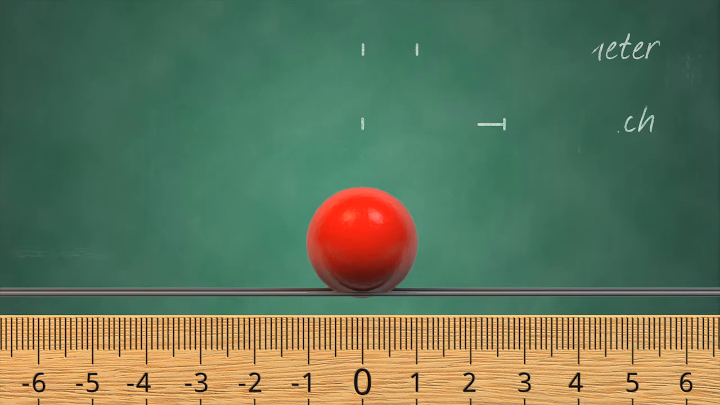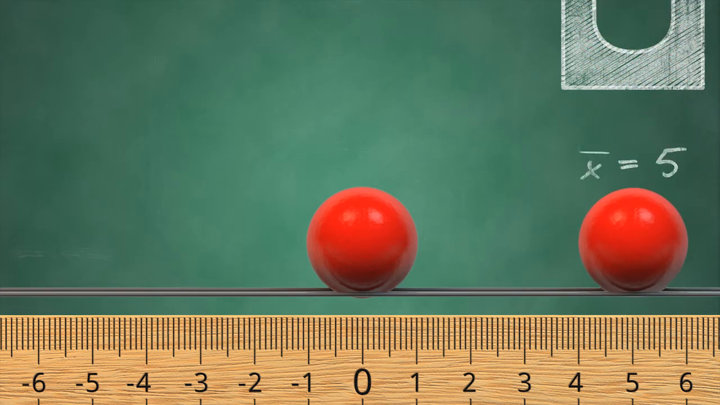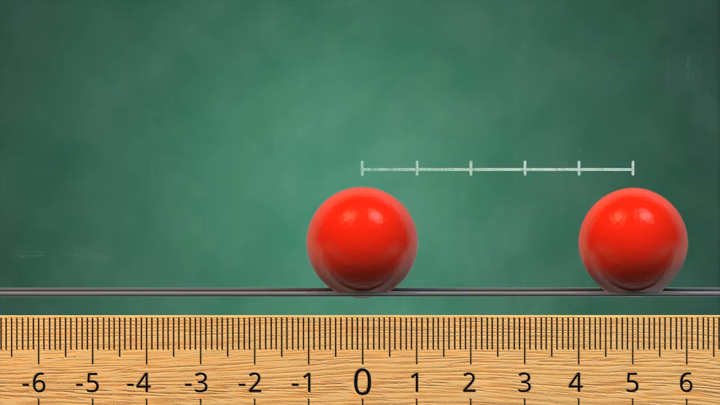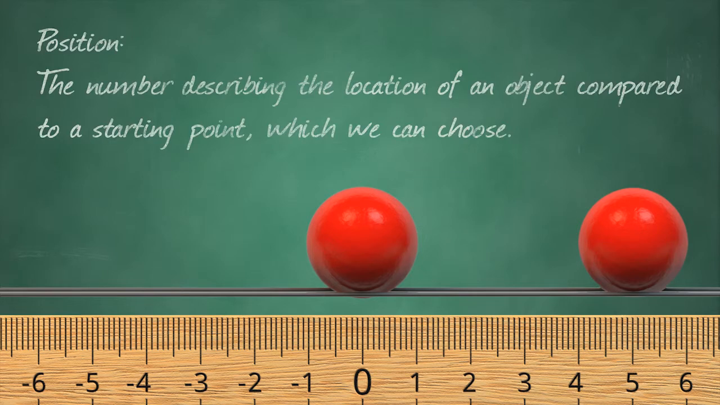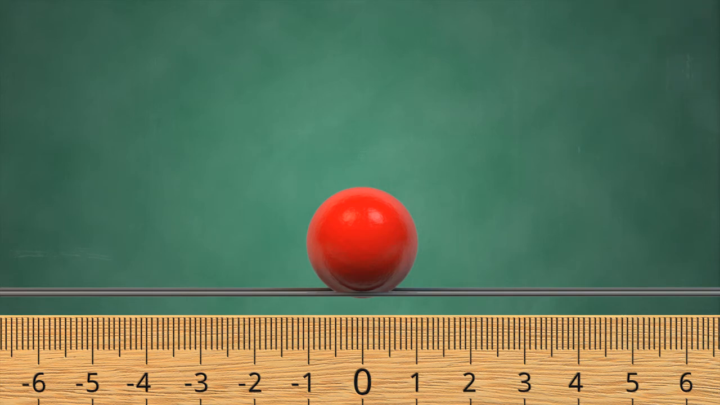If we drop another ball somewhere else, we can compare the locations of the two balls. This new ball has a constant position equal to positive 5 centimeters, because it is 5 units to the right of the origin, at 0. And since we've set up the ruler so that balls to the right of 0 have positive position, this means that balls to the left of 0 will have negative position. So let's define position as the number describing the location of an object compared to the starting point, which we can choose. But what about if we want to move the original red ball to a new position?